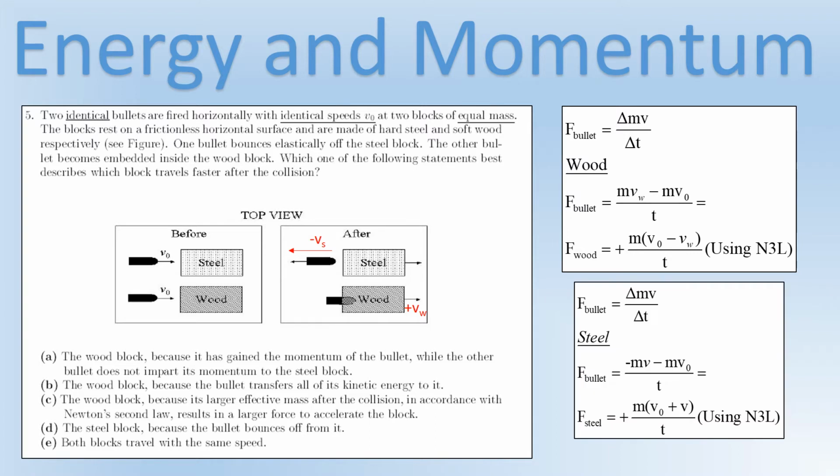Then we can do the same process for the steel, and this time what's going to happen is it bounces off the steel, so its momentum becomes negative. When we rearrange this expression, we can see that the force on the steel is going to be much bigger because there's been a bigger change in momentum. So we'd expect the steel block to travel faster after the collision. So we expect the steel block to move faster.